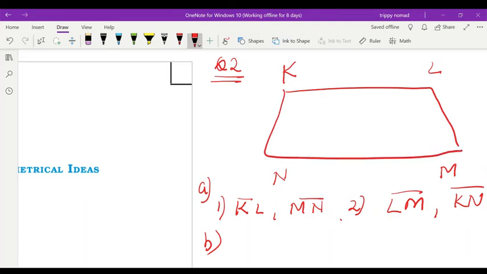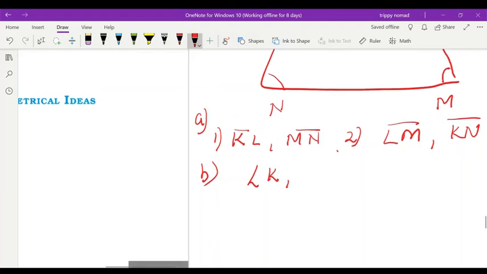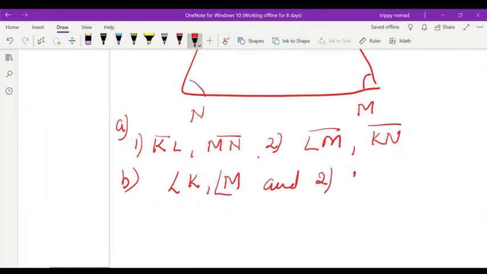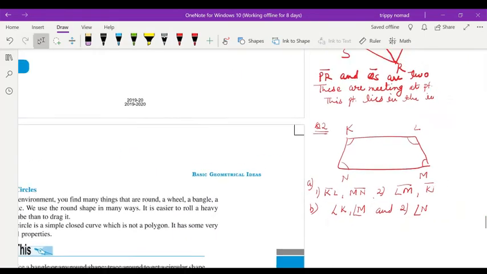So now the question is two pairs of opposite angles. So this one is K, the opposite angle of K is this one, M, and opposite of N is L. So how will you write? K, what is opposite of K? M. And the second pair, angle N and L. I hope you understood, N and L, this one. These are opposite angles.